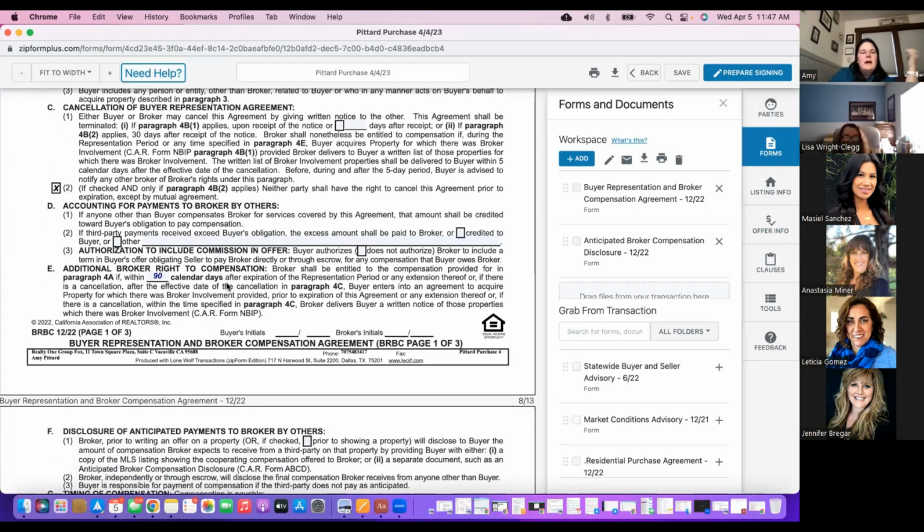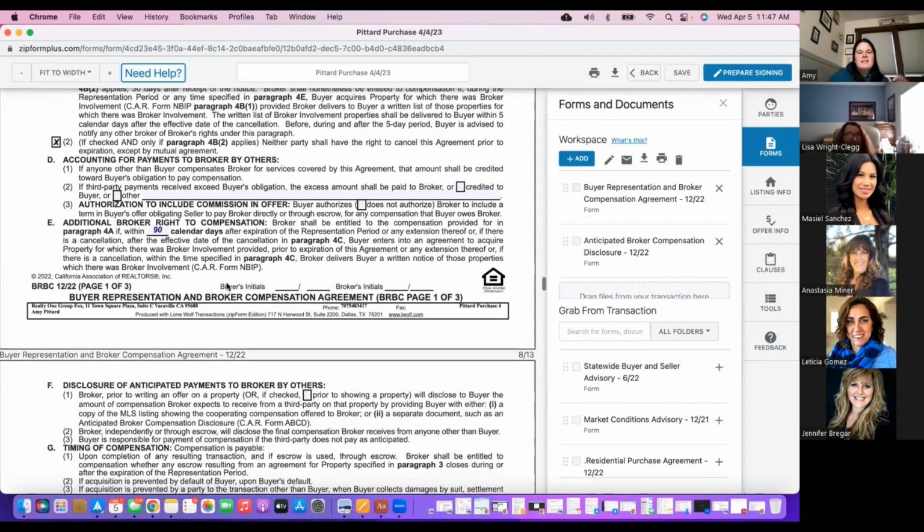In E, I would just outline that if at any time this is canceled, any properties for which we have seen or I've shown you, we've visited those properties, I would be due the commission if you decided to cancel this agreement and then turn around and write an offer on one of those properties. Right? So we're just going to summarize that additional broker compensation. Sometimes I skip over that one altogether, but I would probably outline it. And it's probably a good idea to do so.